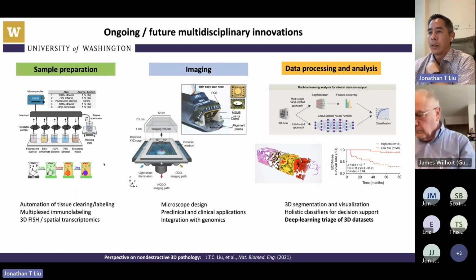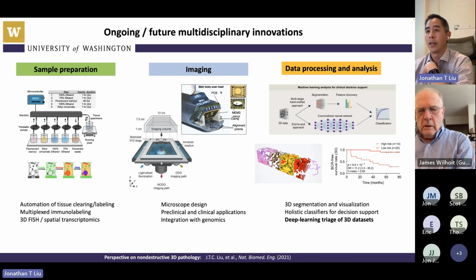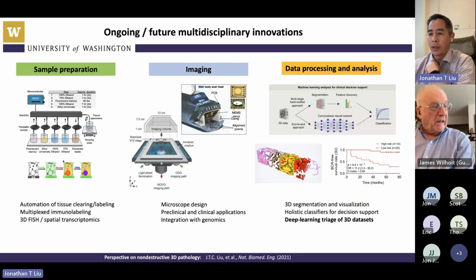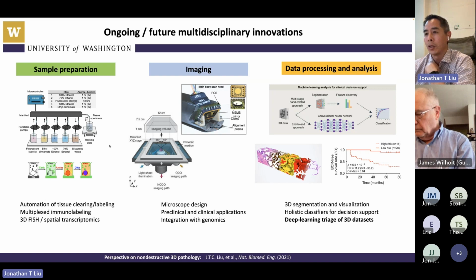So in summary, this is a very multidisciplinary endeavor. Clearly, there's a lot of different technologies at play. There's chemistry. We have to clear the tissues, label them. We want to label them with antibodies. We want to look at nucleic acids in the future. We want to automate some of our tissue prep.